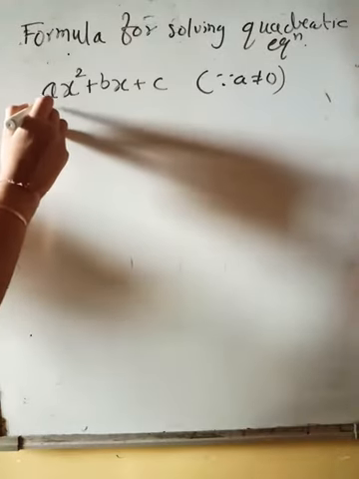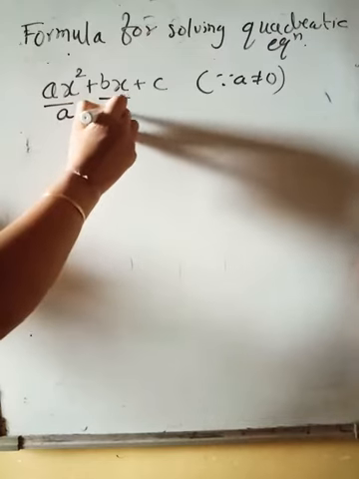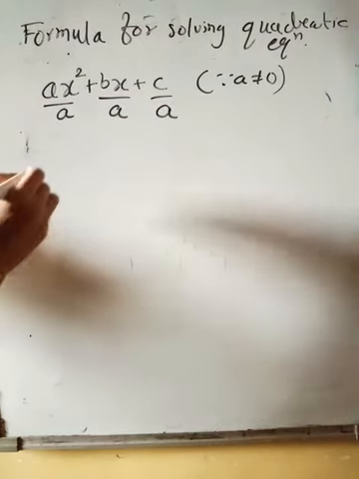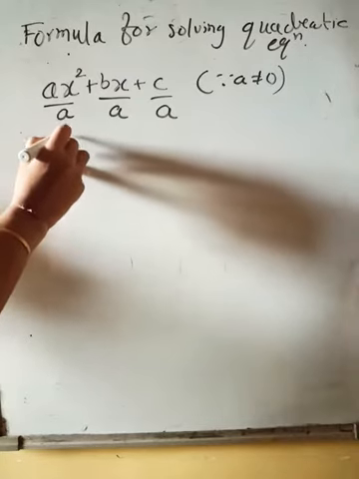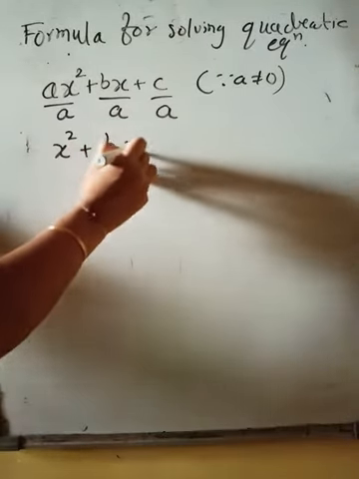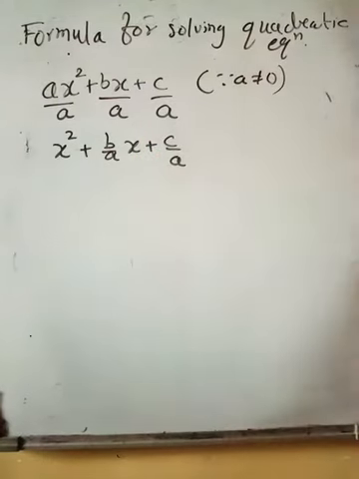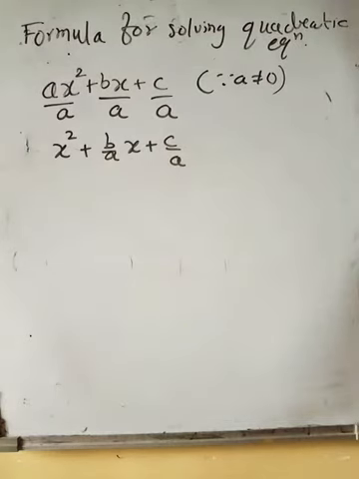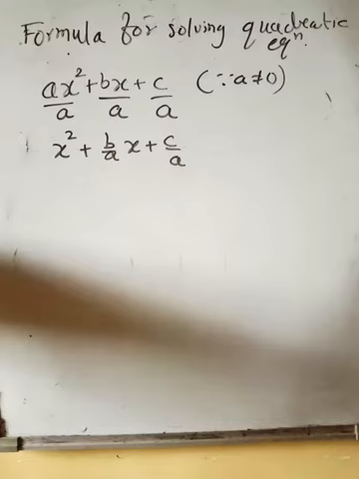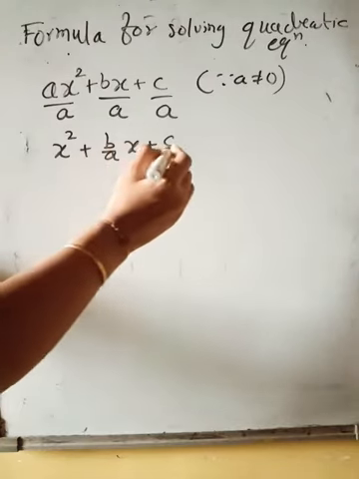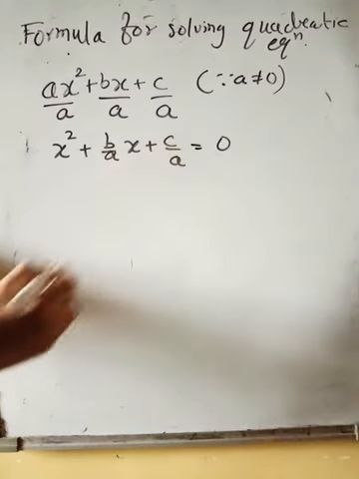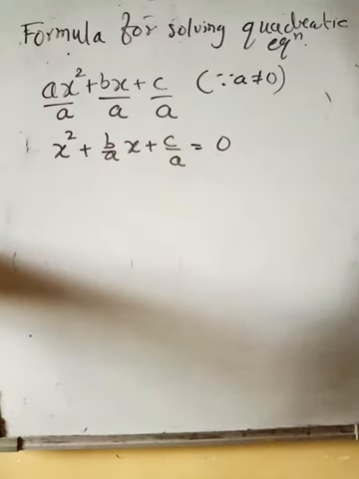So I am dividing each term by a. So this is divided by a, this divided by a, this is also divided by a. So what you are going to have? x square plus b upon a x plus c upon a. Now children, suppose we equate it to 0, okay, then this becomes a quadratic equation.